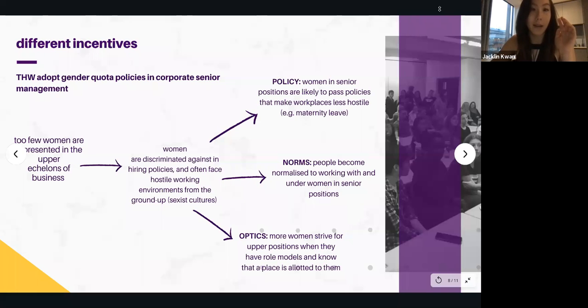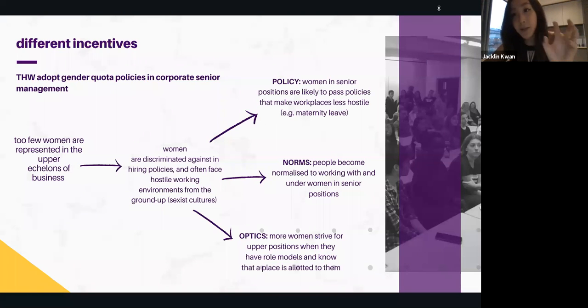Now, this is one problem that I identified that I showed changes in a multitude of ways with the motion. So I identify one problem: too few women are represented in the upper echelons of business. This house would adopt gender quota policies in corporate senior management. So I identified the problem, too few women that are powerful business people. And then I identified one root to the problem. Probably it's because women are discriminated against in hiring policies. They often face hostile work environments. So the root of the problem is sexism. Sexism that's basically incredibly entrenched, right?